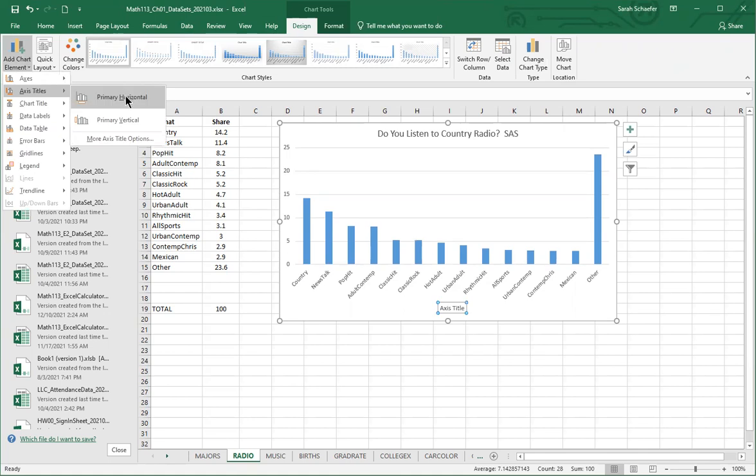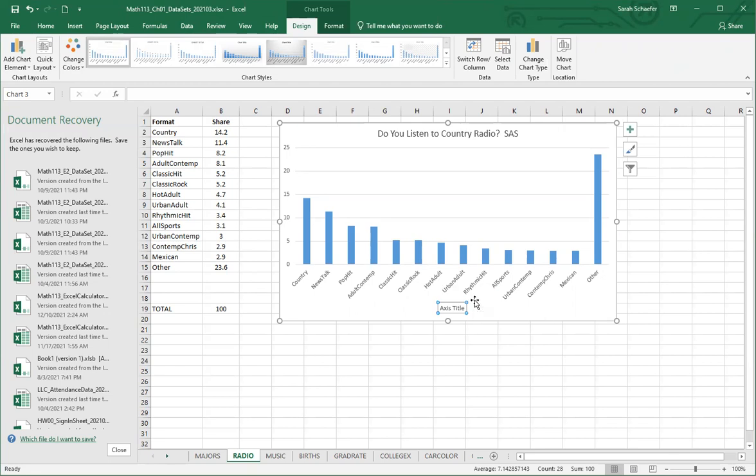So we'll put the one along the bottom, the horizontal one first. And these are the radio station formats. These are actually just the titles of the two columns you highlighted. So we'll put radio station format. So there's one axis label. And then I need the vertical one.